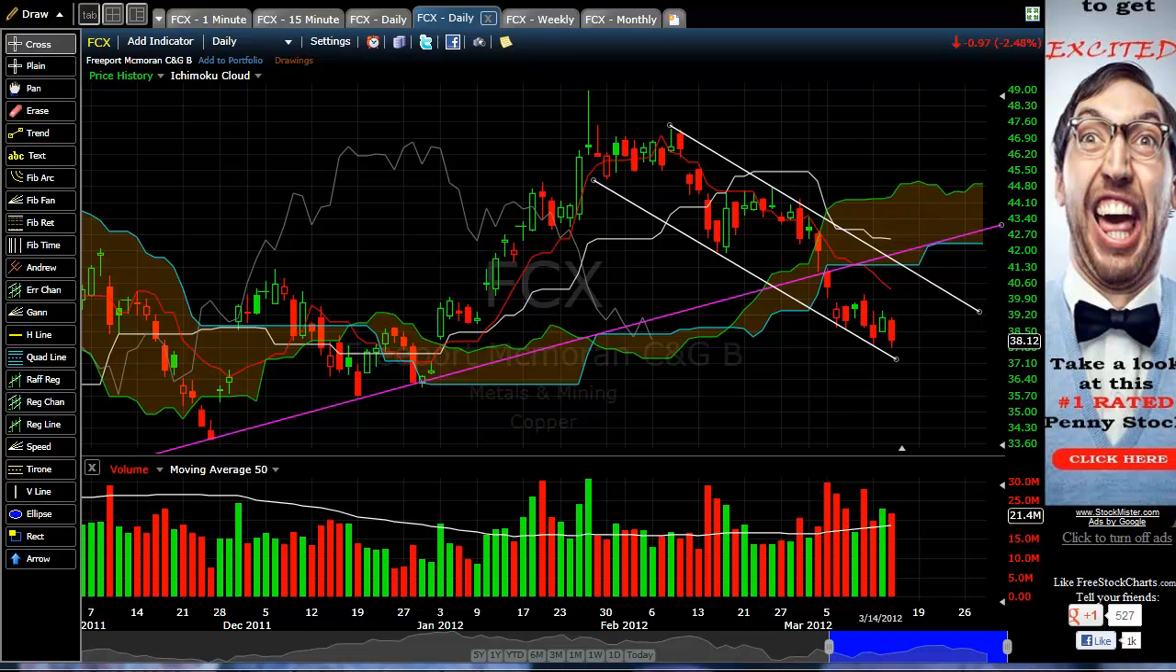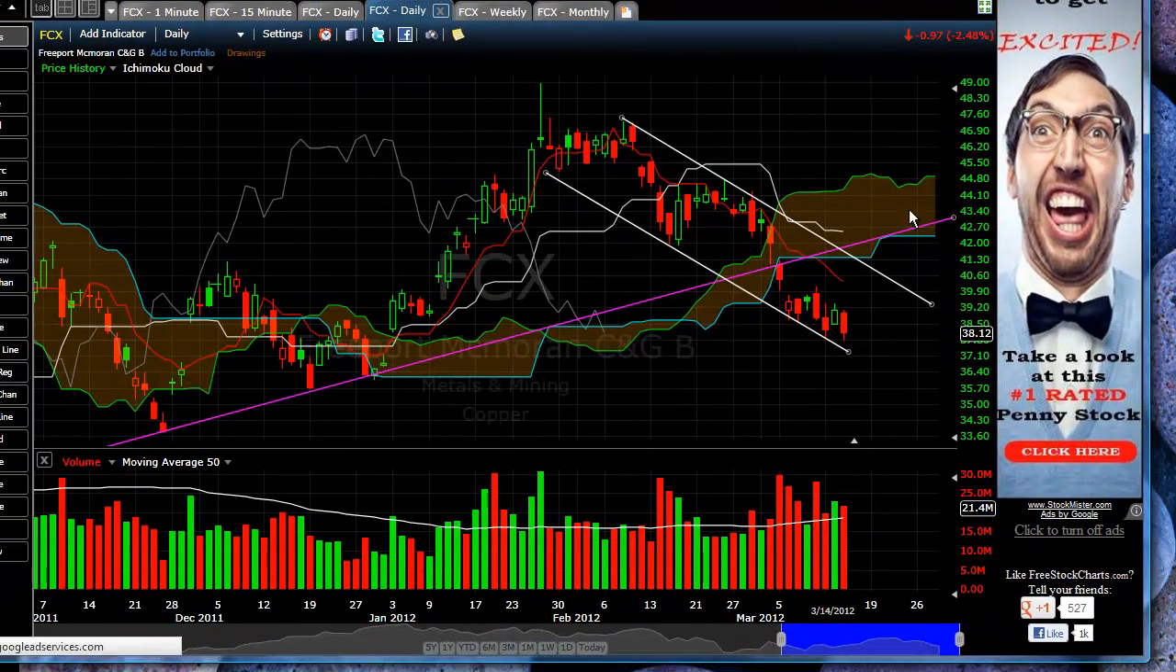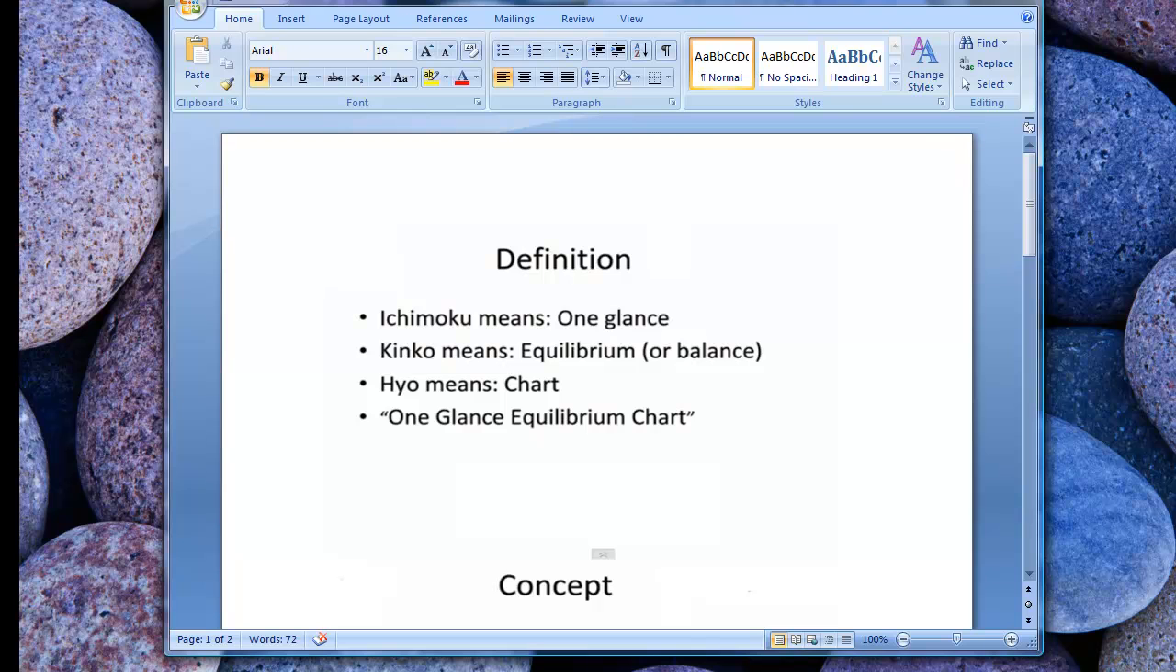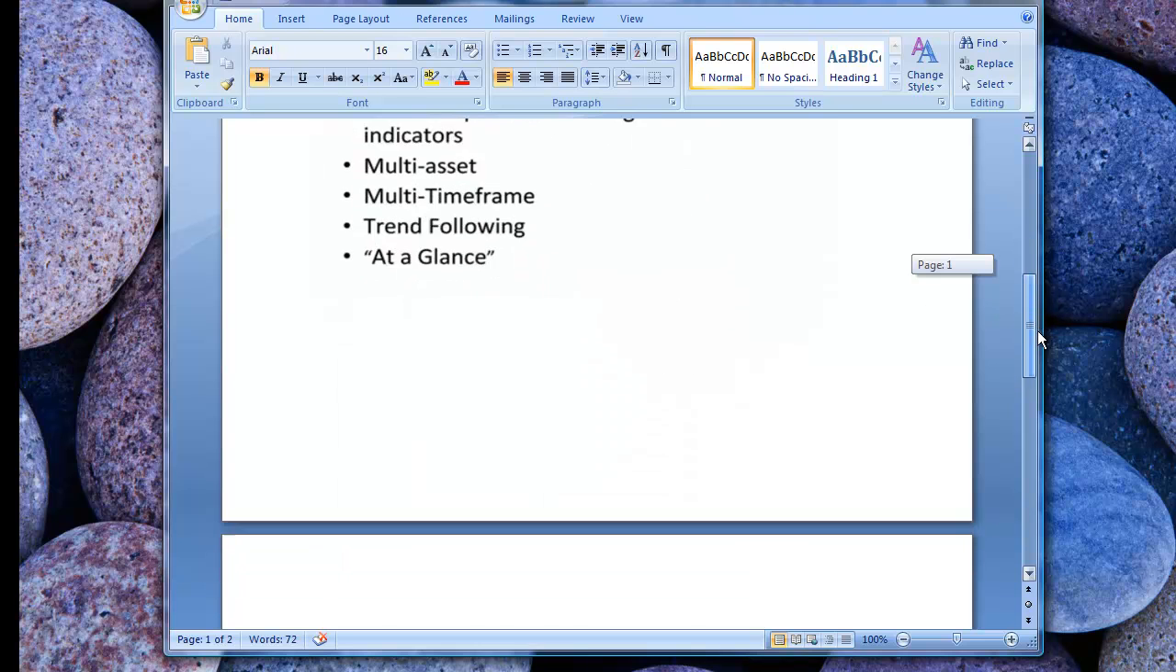A quick look at Ichimoku and a definition. Basically, you can see it's a very graphic chart. Specifically, the definition means a chart with one glance equilibrium that you can look at very quickly. You can pause this and look at this later. The concept is as such. You can pause this as well. I'm not going to go into explanation. I want to get right to the chart.